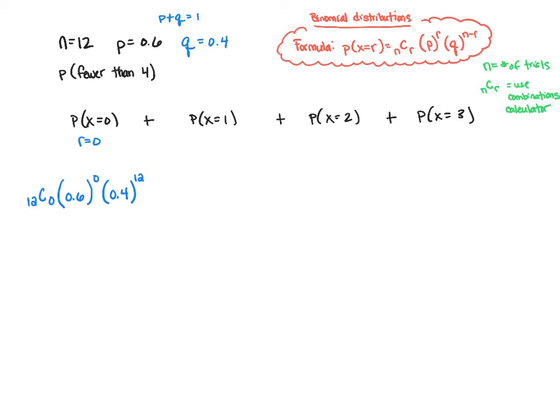Okay, let's try the next one. First, the combination. There are 12 trials, and we want to see what it is for getting it one time. So the possibility of getting it one time is represented like so. But the possibility of not getting it means there are 11 chances of not getting it, because 11 plus 1 equals 12. Okay, let's try the next one.